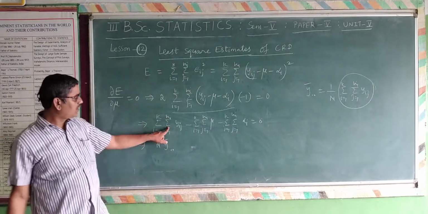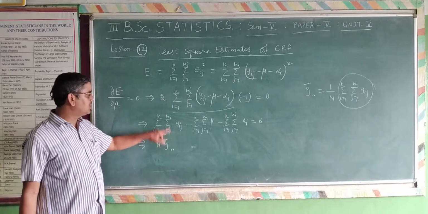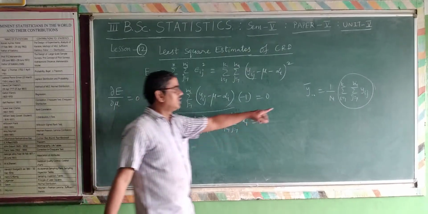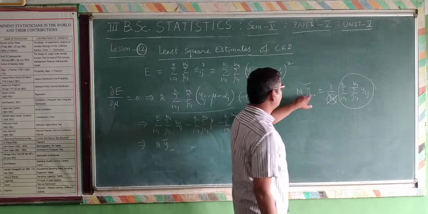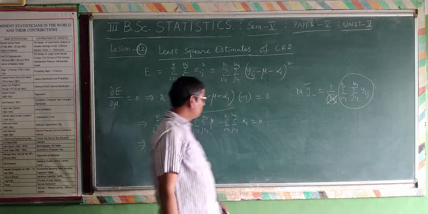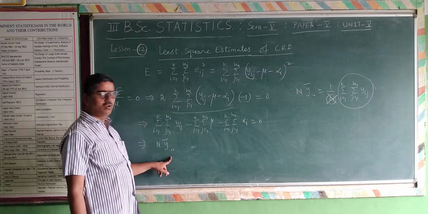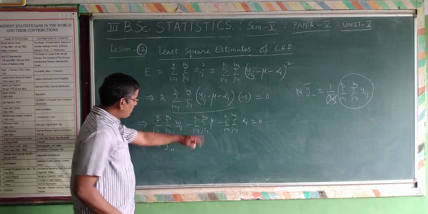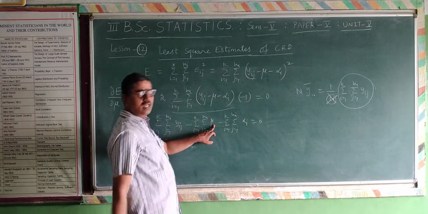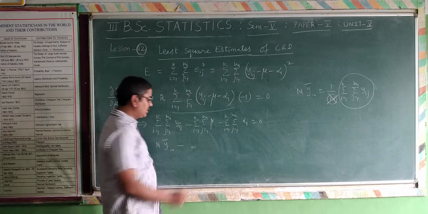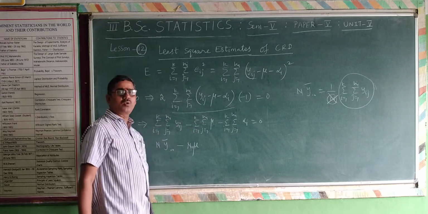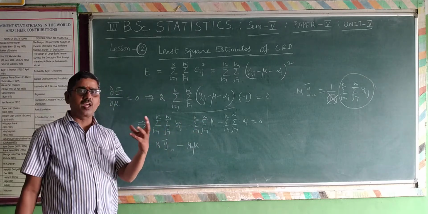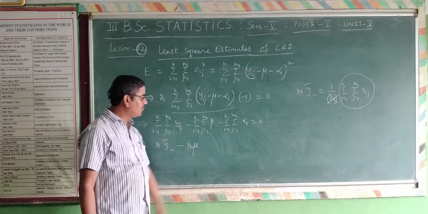You can observe here the term summation i equals 1 to k, j equals 1 to n_i, y_ij, which is nothing but N into y bar. If you take the left-hand side, y bar dot dot, therefore N into y bar dot dot is equal to this. And minus mu is a constant, it does not depend on both the summations. Hence it is capital N into mu. Two summations, i equals 1 to k, j equals 1 to n_i. How many terms are there? Capital N terms. So capital N into mu.